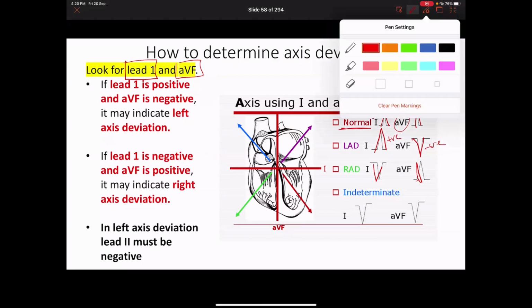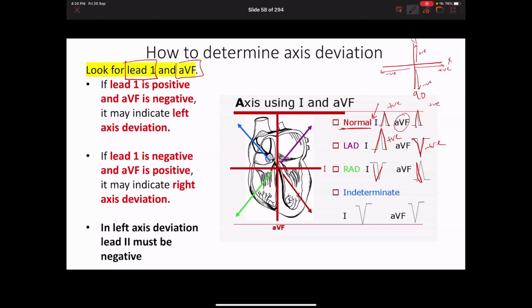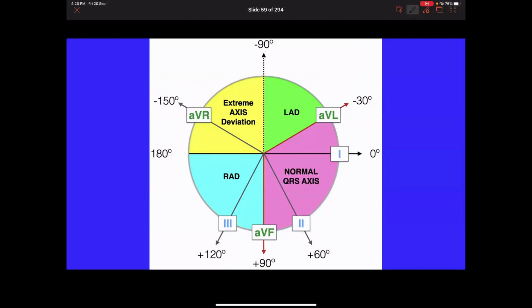Now, our normal is between 90 and, let's say here is minus 30. Okay? If it moves, okay, first lead AVF. Lead AVF is this one. Okay, so pretend this is an x-axis and a y-axis. So you have lead AVF. Okay, it's in this direction. And you have lead 1 in this direction. Okay, so this is the negative side of AVF, and this is the positive side.